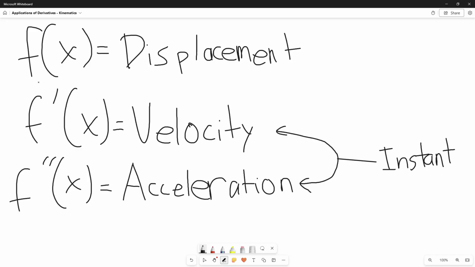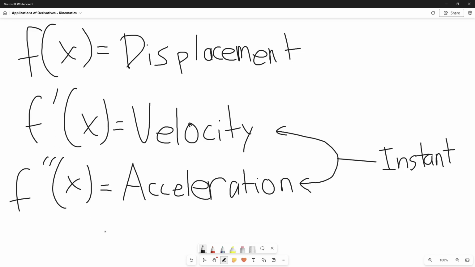So let's say if we have f of x equals your displacement, then f prime of x will equal your velocity, because velocity is your change in displacement. And if you don't know, velocity is kind of similar to speed, except you have direction as well. And f double prime of x, or the derivative of your velocity, will be your acceleration, or your change in velocity. And both these velocity and acceleration will be instant, not average, because, well, it's the derivative, it's the instantaneous slope.